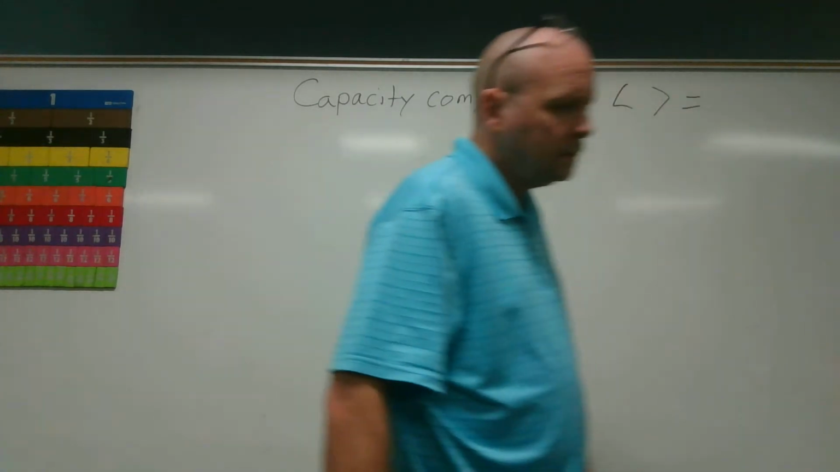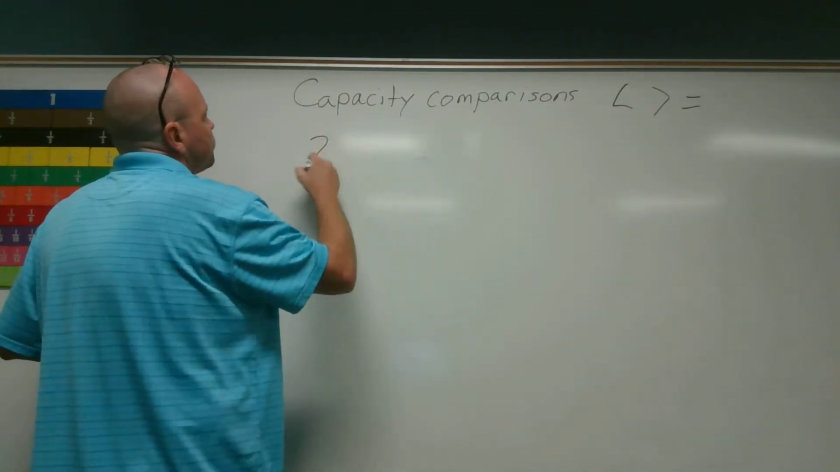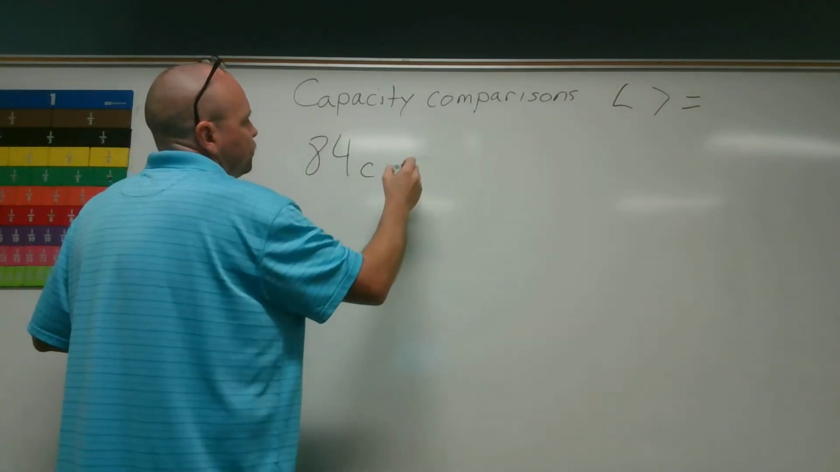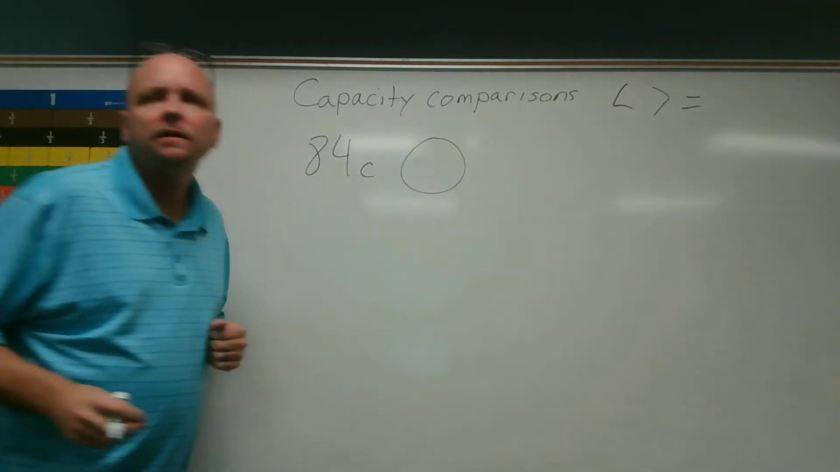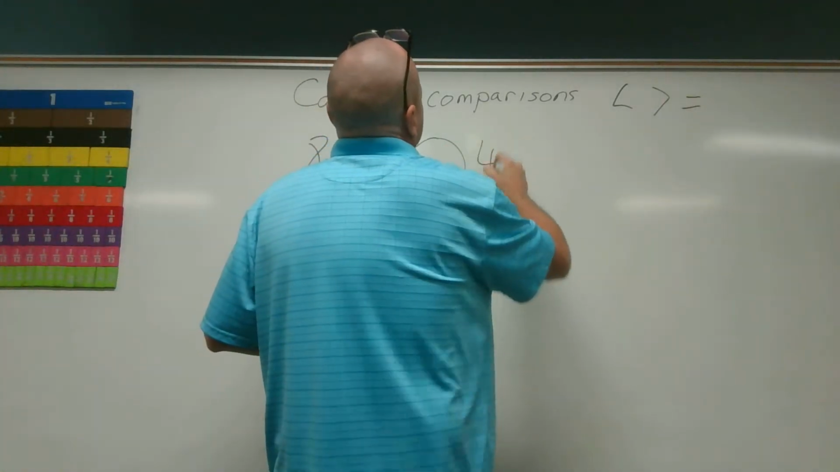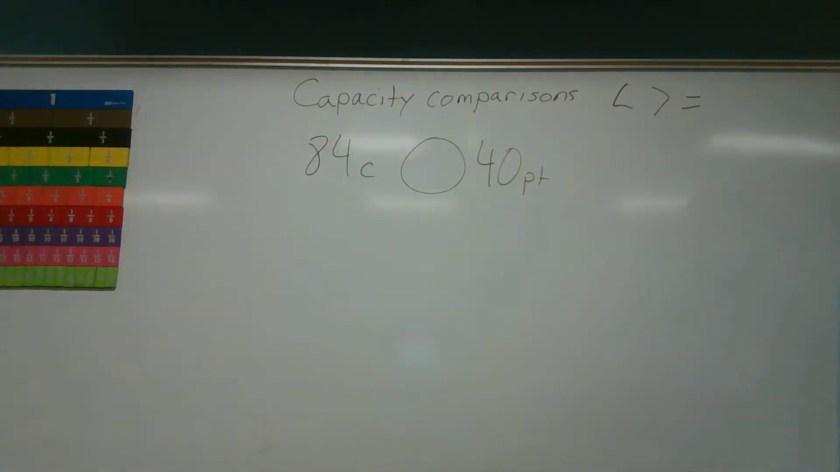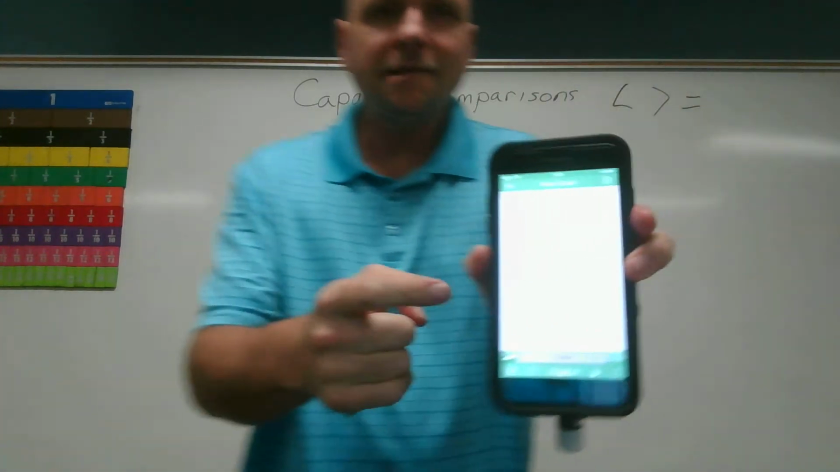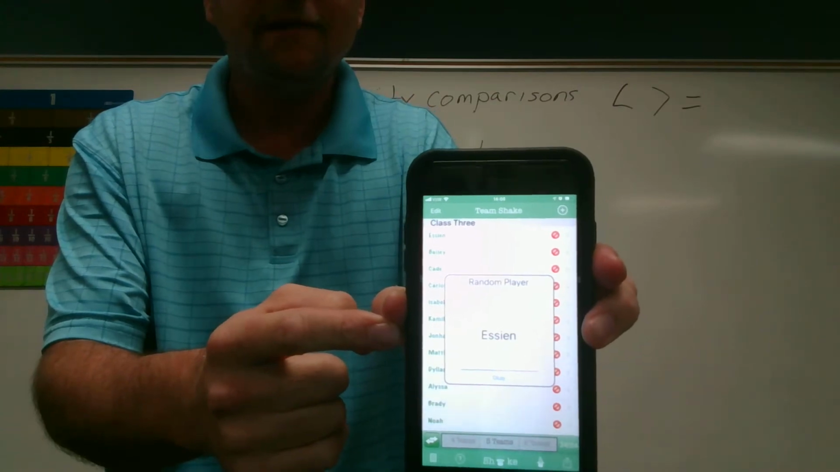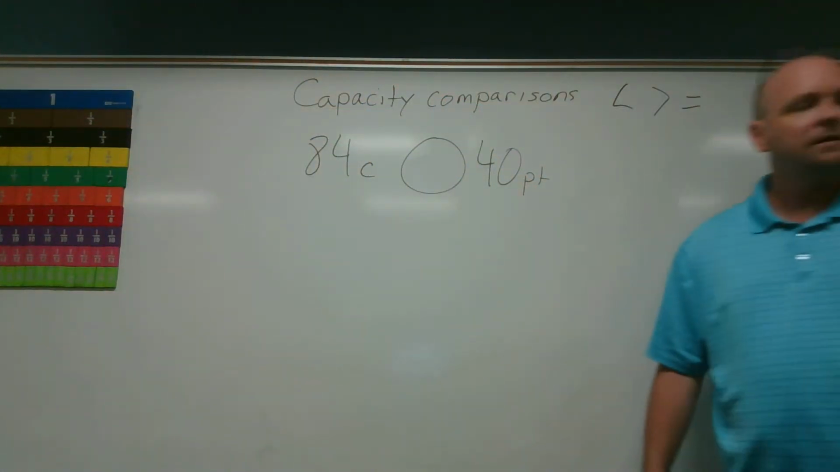I'd rather do the one. Let's try. 84 cups. 84 cups. And 40 pints. And let's call on Essien. See, I didn't make that up. Look. It says Essien. Team shake. You chose it. 4 people and then you choose one. I chose Essien.